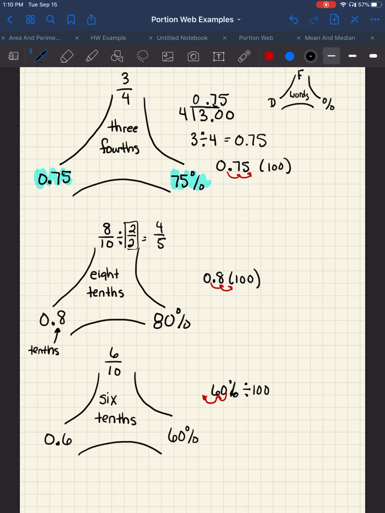Okay, now this was not about teaching you the conversions, it's just about how to fill in a portion web. If you need more help with those conversions, that is in your notes. And so look it up, it has step-by-step directions.